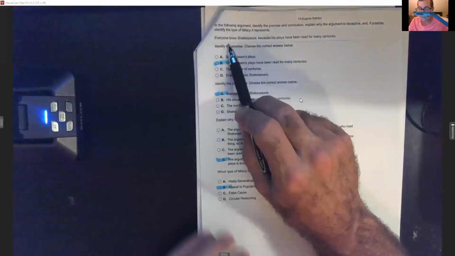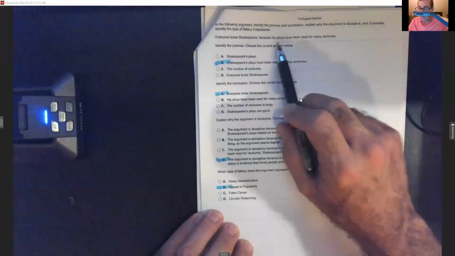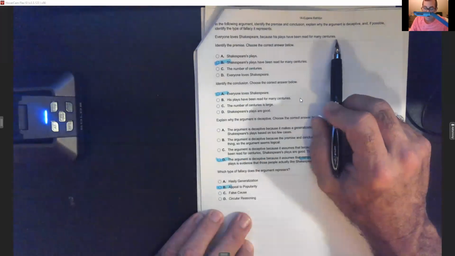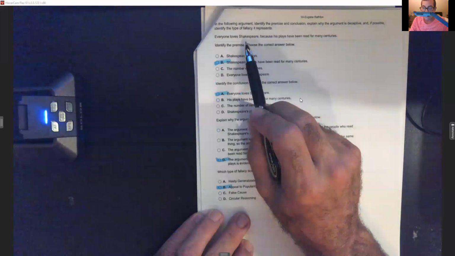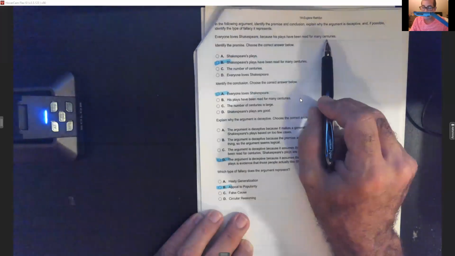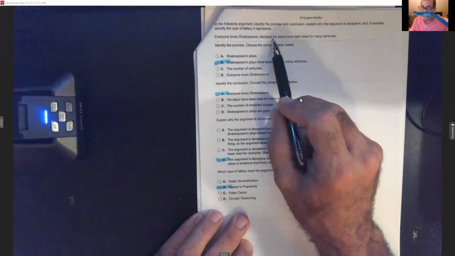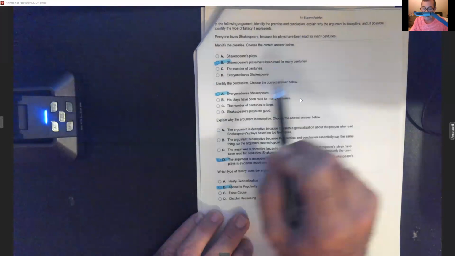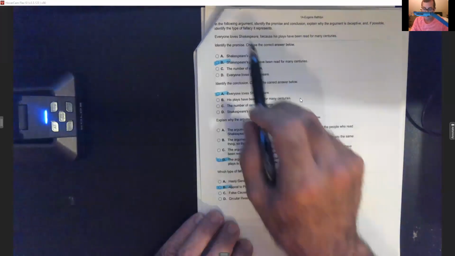Everyone loves Shakespeare because his plays have been read for so many centuries. So now they're in the back order, right? They're saying you love Shakespeare because they've been read for so many centuries. So the premise is actually that his plays have been read for so many centuries. The conclusion would be everyone loves Shakespeare.